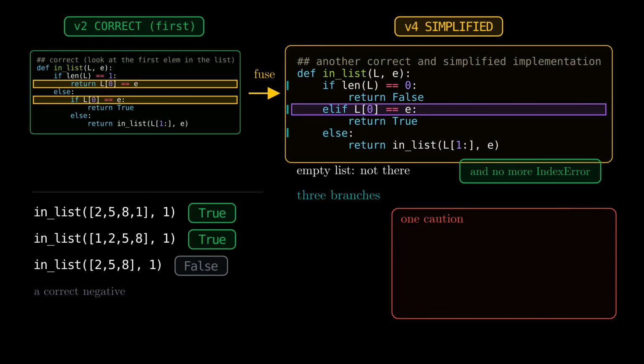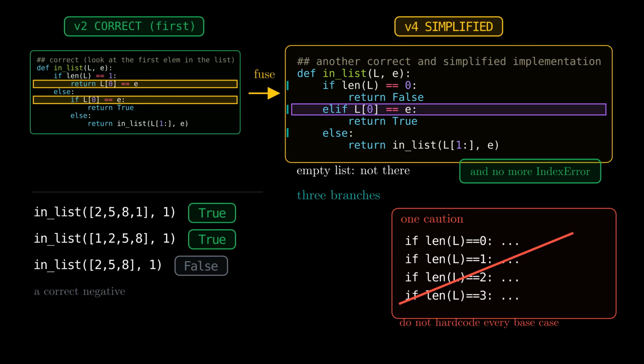One caution before you fall in love with cases. Do not hardcode a ladder of base cases. Length 0 does this, length 1 does this, length 2 does this. A few reasonable base cases are fine. The recursion should handle the rest.